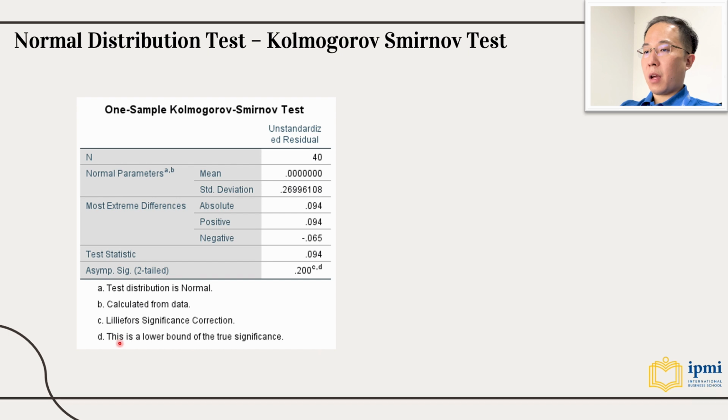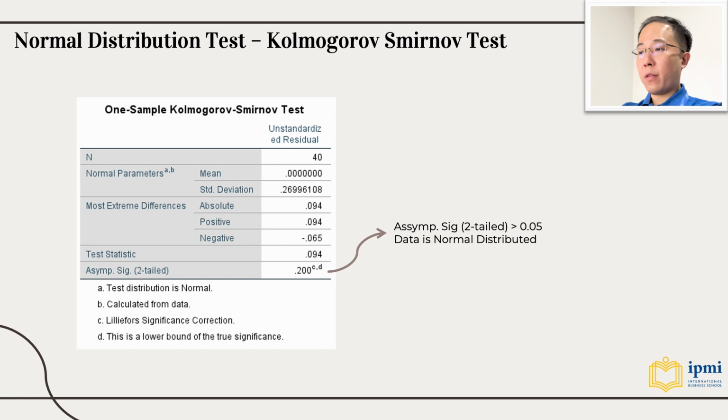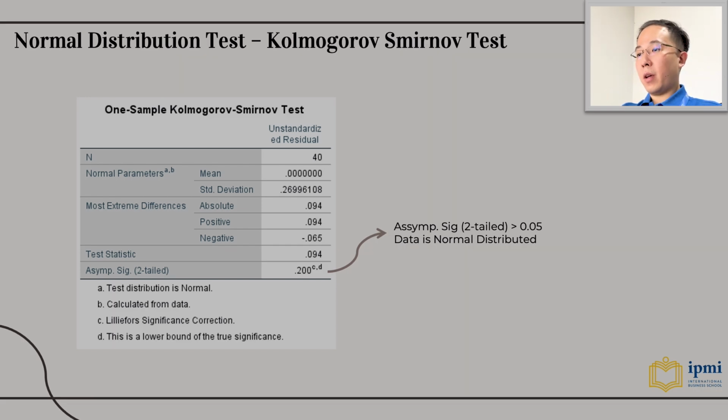There will be a result coming in, and if you focus on the bottom row, which is called asymptotic significance, two-tailed, the value that appears is 0.2, and 0.2 is bigger than 0.05. That means the data is normally distributed. Again, what is 0.05? 0.05 is our degree of error. In this case, 0.2 is bigger than 0.05, which means the data is also normally distributed.